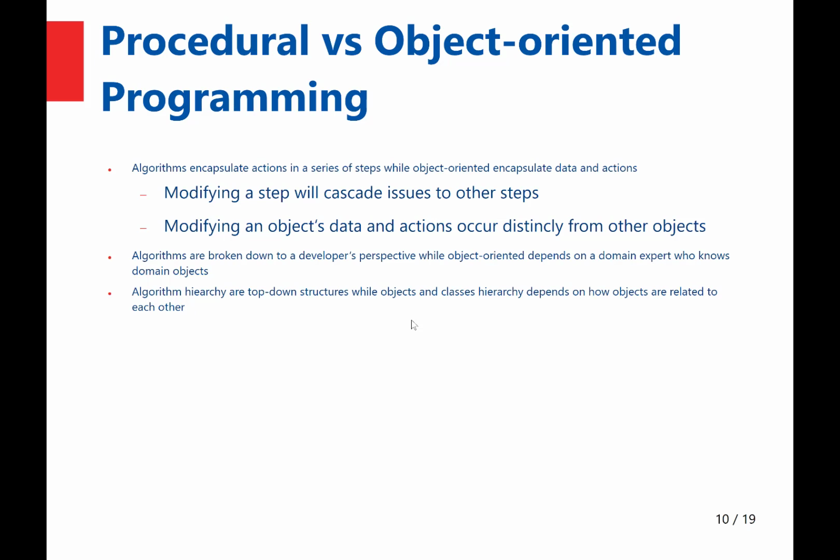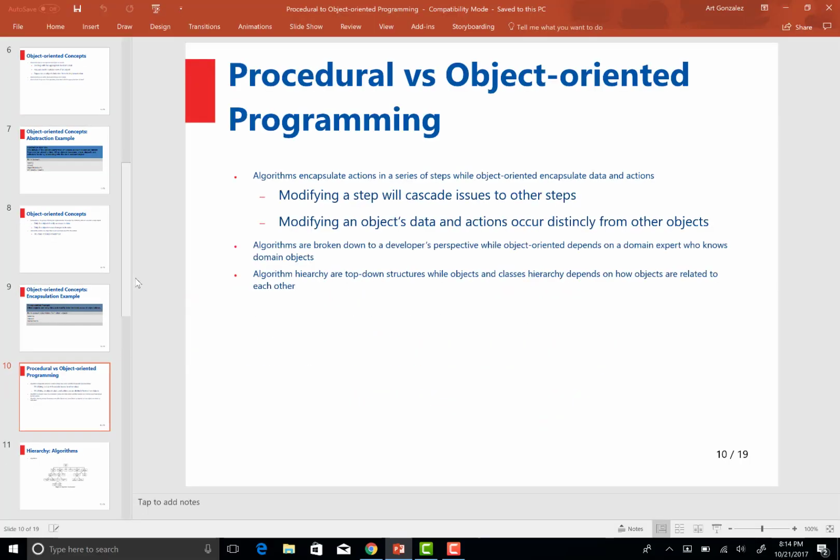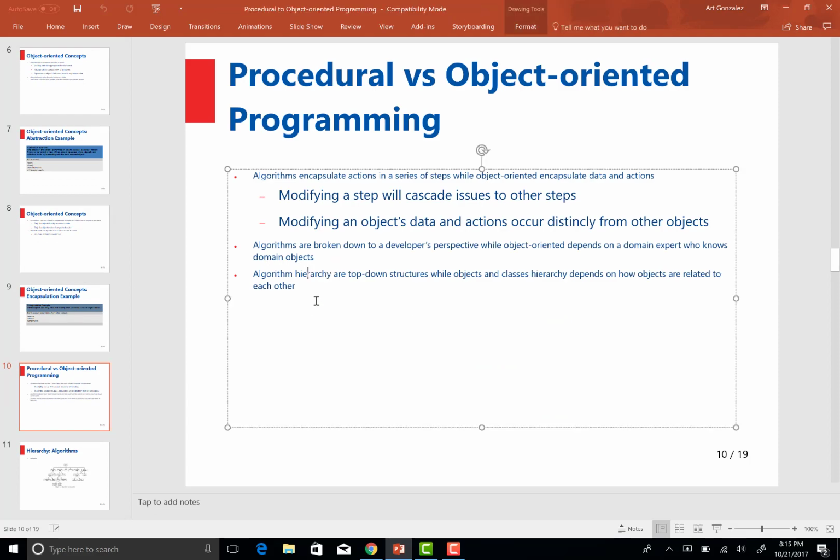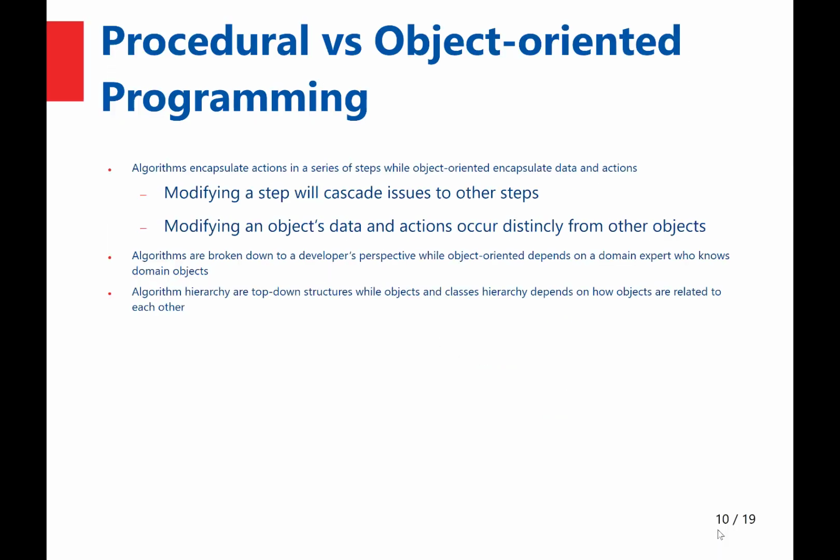Now, algorithm hierarchy, I misspelled it here, let me fix it. Sorry. Algorithm hierarchies are top-down structures, while object-oriented programming and class hierarchy depends on how objects are related to each other. Again, very difficult to imagine, but we will see some images to clear this up.